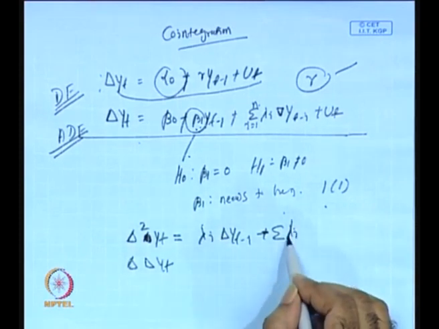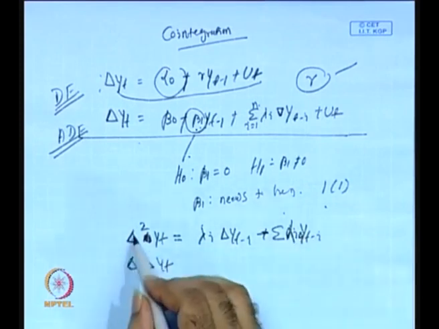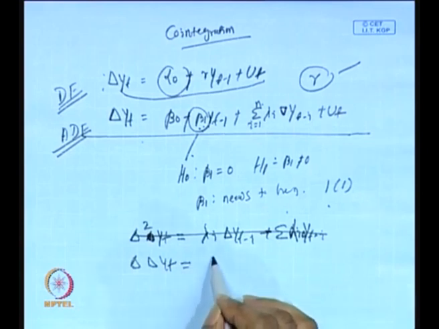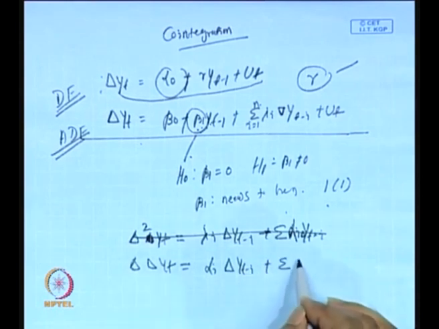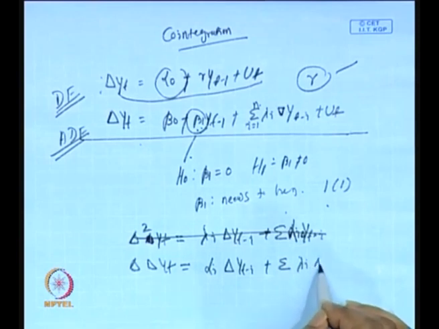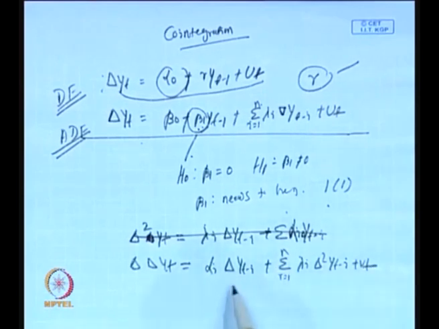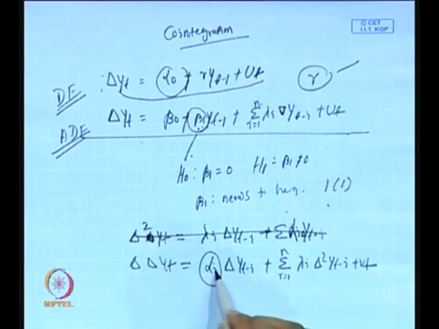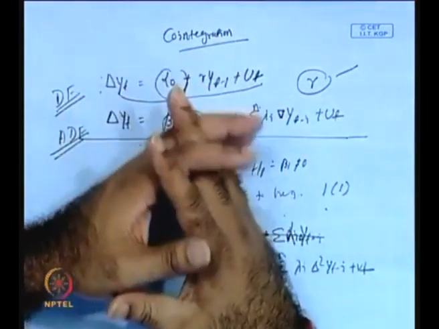So, then you put it here, this is alpha i y t minus i, of course, delta is there. I am writing here delta y t equal to alpha i delta y t minus i, plus lambda i delta squares y t minus i, i equal to 1 to n, plus b t. Now, again this is very important here: lambda, this particular item should be statistically significant. Depending upon the significance levels, we can check whether the variable is stationary in nature or non-stationary in nature.